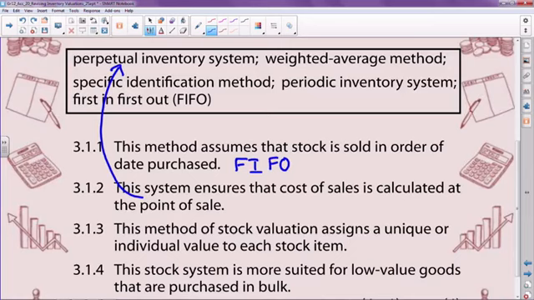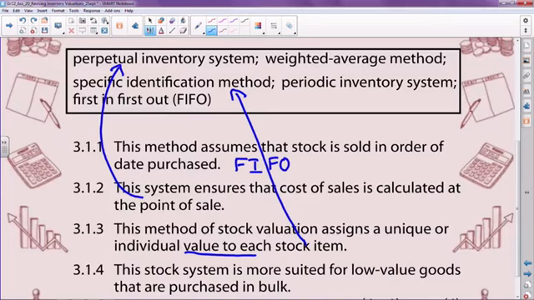This method of stock valuation assigns a unique or individual value to each stock item. Okay, clearly they're talking now about a valuation system. And obviously, when they're telling you each item has its own value, it tells you that this is the specific identification method. What do we know about that? That each item has a specific value. For example, if you have motor vehicle A, B, and C, A would have its own value, B would have its own value, and C would be assigned its own value.